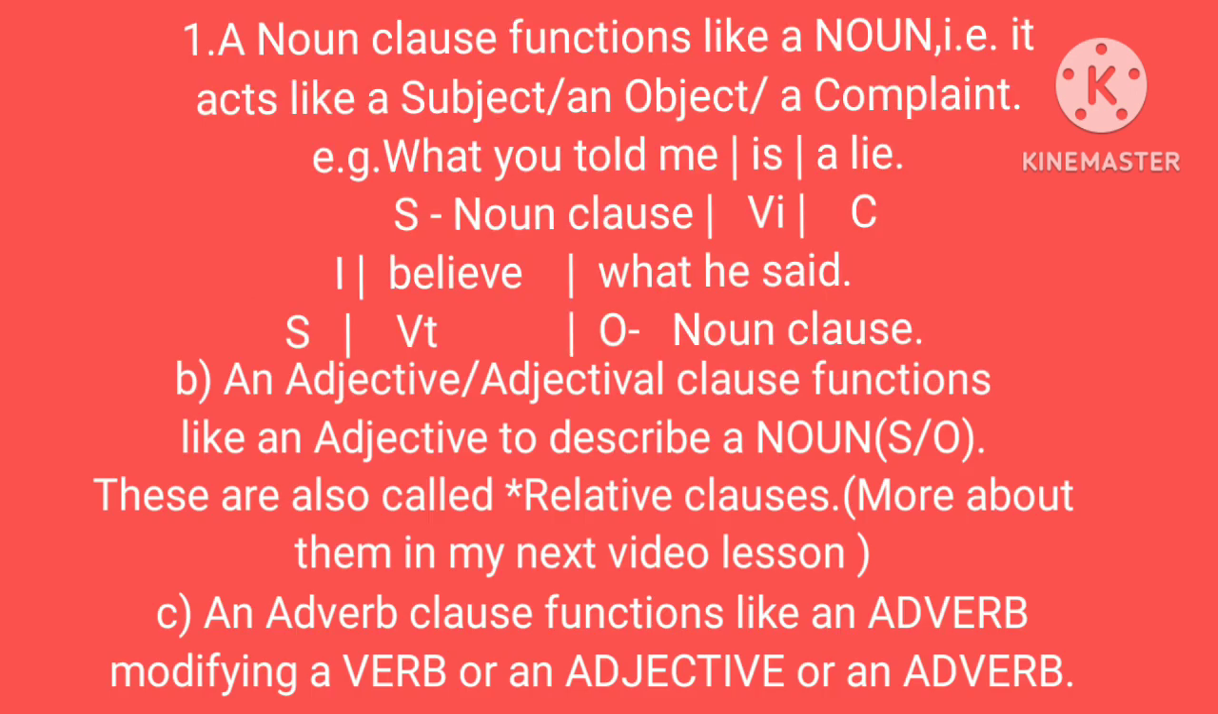Continued. A noun clause functions like a noun, that is, it acts like a subject, an object, or a complement. Example: What you told me is a lie. What you told me is the subject, a noun clause. I believe what you said. Believe is a transitive verb; what you said is a noun clause.